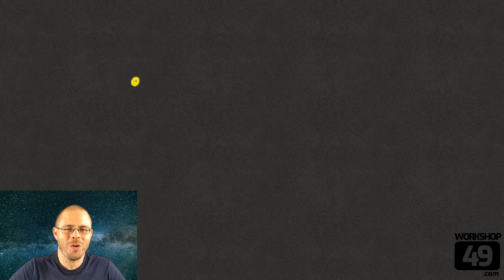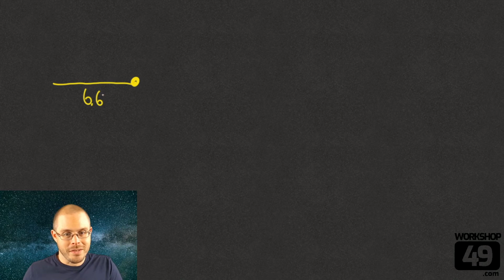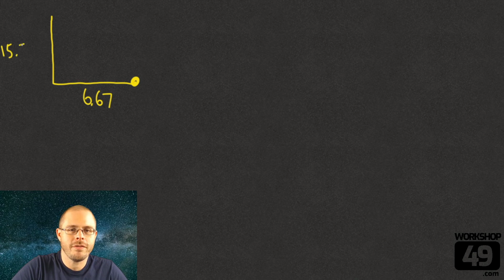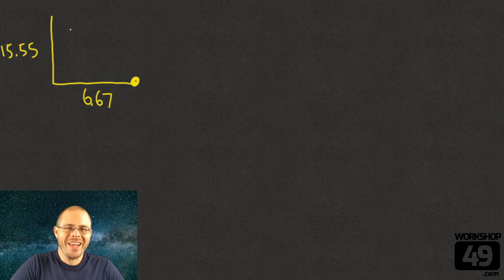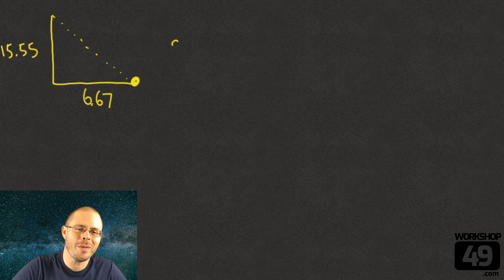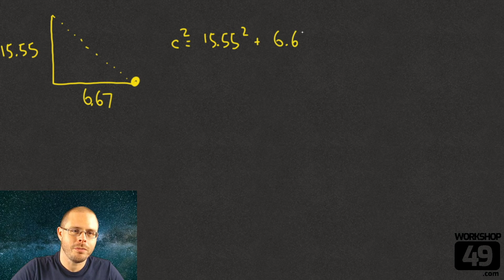I put a big circle where I'm starting, that's why I don't forget. I move to the left 6.67. We're going to move up, and this time it's 15.55. We want to get that hypotenuse. Oh, 2D physics is all about the triangles. It's all about the triangles. We can do Pythagorean theorem. The c squared equals the 15.55 squared plus the 6.67 squared.